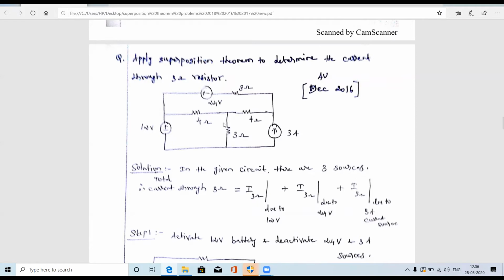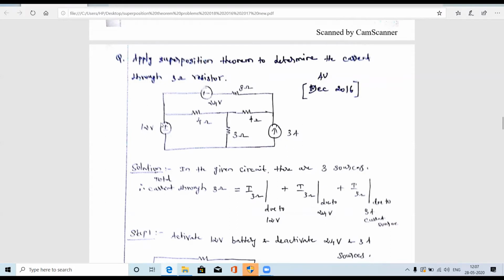The actual current flowing through this 3 ohm resistor depends upon this 12 volt voltage source and the 20 volt battery as well as this 3 amps current source. That's why we have to solve this problem using the superposition theorem. You're already familiar with it. In the superposition theorem, at a time we activate only one source and deactivate the remaining two sources.